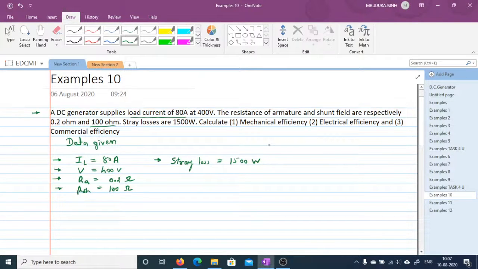Now calculate. So now it's time to write data to find. What data we need to find? We need to find, the first is mechanical efficiency. First is mechanical efficiency, second is electrical efficiency, and the third is commercial efficiency. So these three unknown quantities we need to find: mechanical, electrical and commercial efficiency of this DC generator. So now let's head towards the solution.